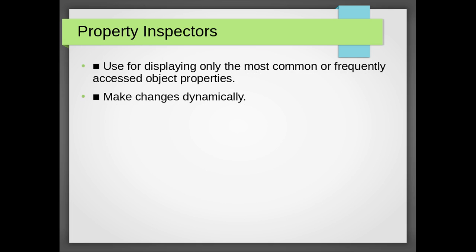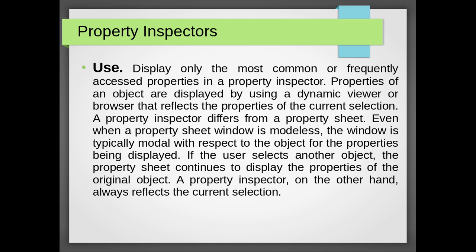A property inspector can be used for displaying only the most common or frequently accessed object properties. Make changes dynamically. Use of the property inspector: display only the most common or frequently accessed properties in a property inspector. Properties of an object are displayed by using a dynamic viewer or browser that reflects the properties of the current selection. A property inspector differs from a property sheet.